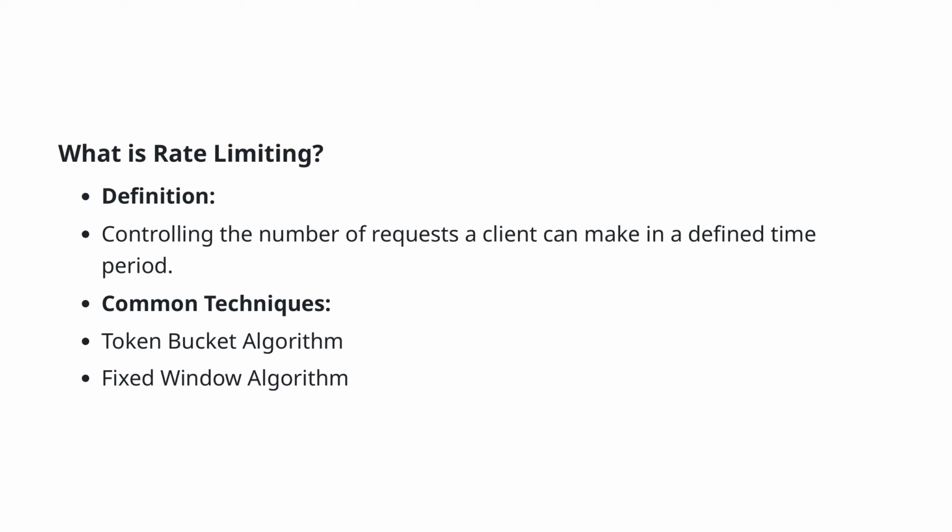Common techniques for implementing rate limiting include the token bucket algorithm and the fixed window algorithm. The token bucket algorithm allows a certain number of tokens to be added to a bucket over time, and each request consumes a token. When the bucket is empty, further requests are denied until more tokens are added. On the other hand, the fixed window algorithm divides time into fixed intervals and limits the number of requests a client can make within each interval. Understanding and implementing these techniques helps in safeguarding your API against abuse while maintaining its performance even under high load conditions.